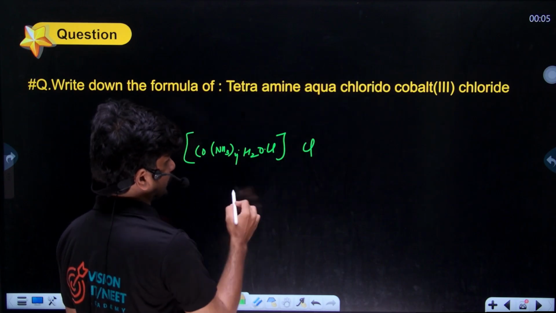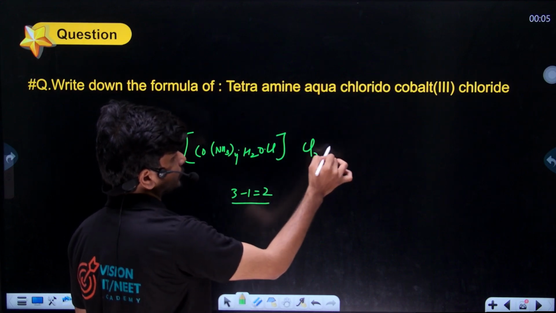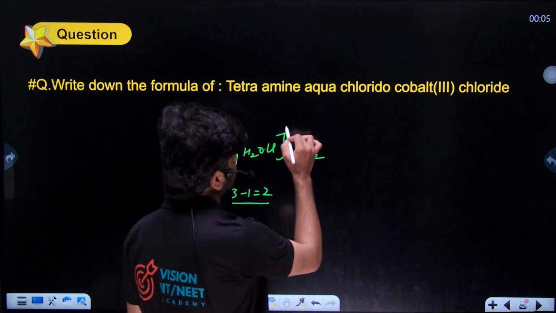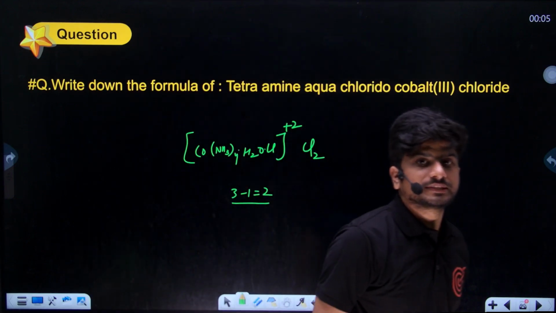X is equal to 3 directly. 3 minus 1, you need to have 2. So you need to have plus 2 here, means you need to have 2 chlorines here. So overall, you'll be getting charge like this. So if there is plus 2 here, then only you'll be having cobalt oxidation state as 3. Okay.